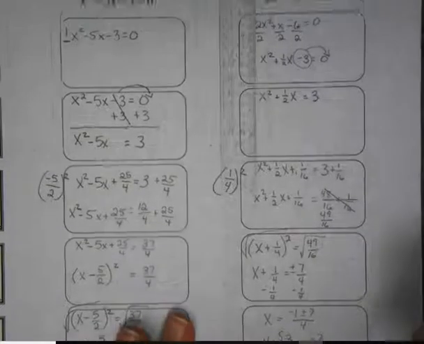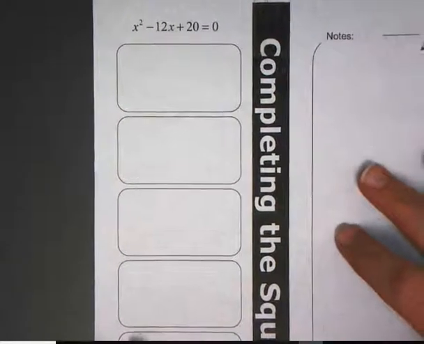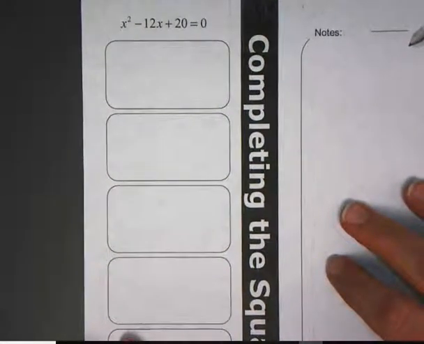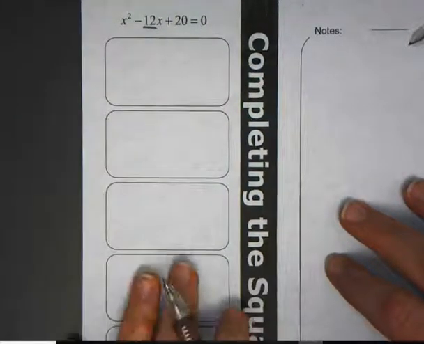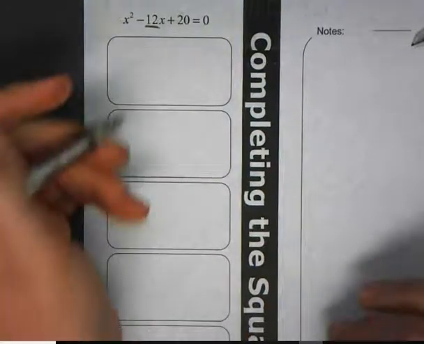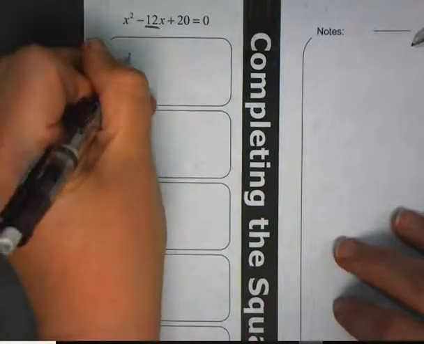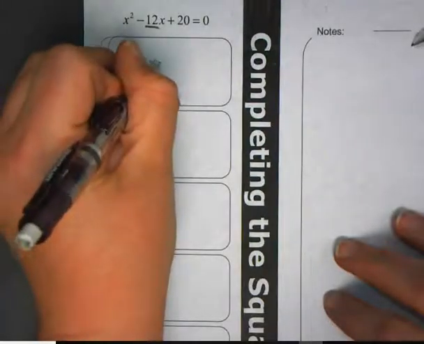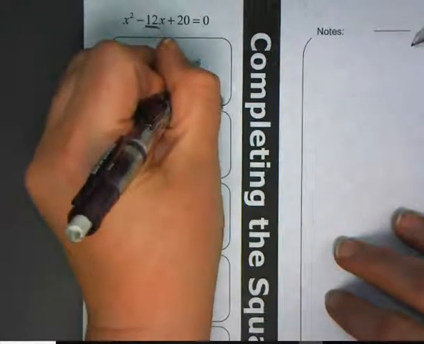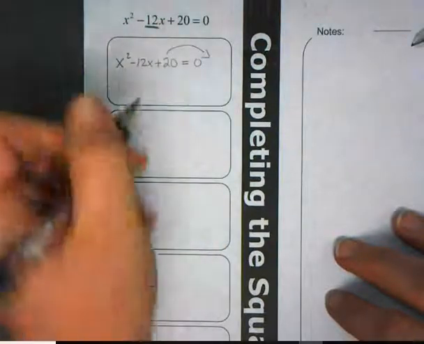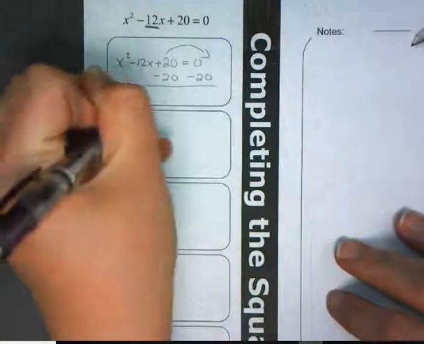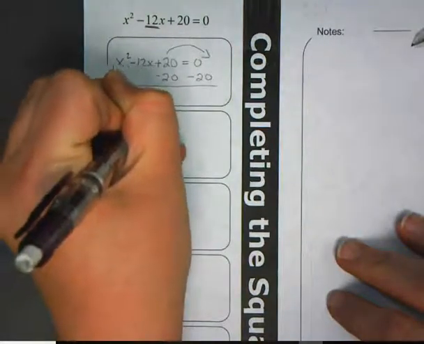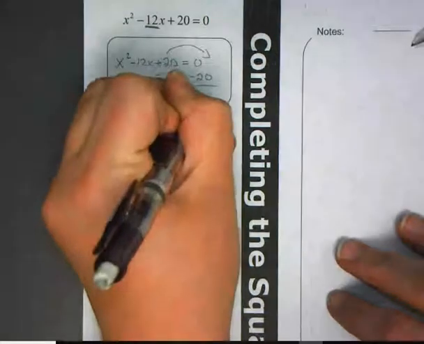So let's go ahead and try one that might be a little bit easier. One more. So we have x squared minus 12x plus 20 is equal to 0. And we can see here that our b value is even. So that's going to make it much easier to do. So we don't have to do any division. It's just going to be x squared minus 12x plus 20 equals 0. And again, I want to move this 20 over to the other side. So I'm going to do that by subtracting 20 from both sides. And that gives me x squared minus 12x equals -20.